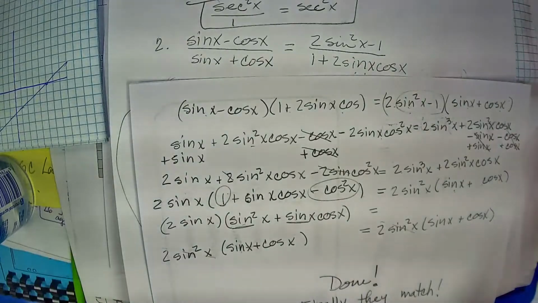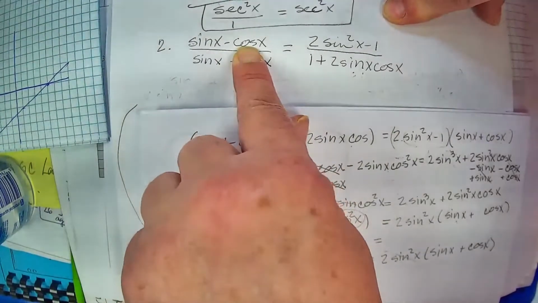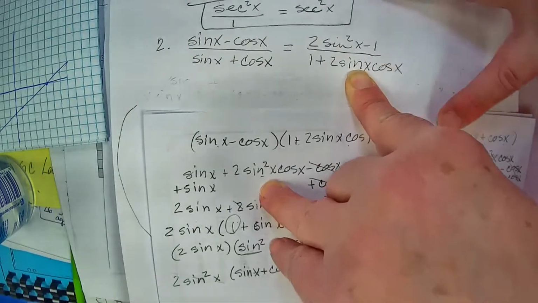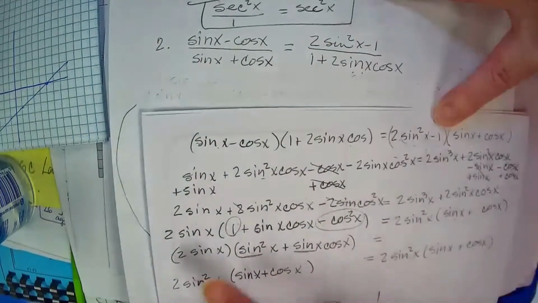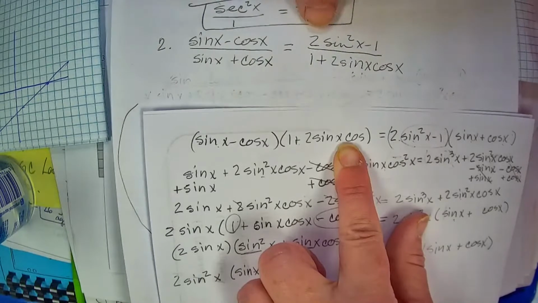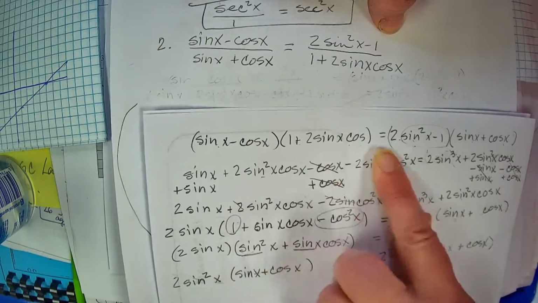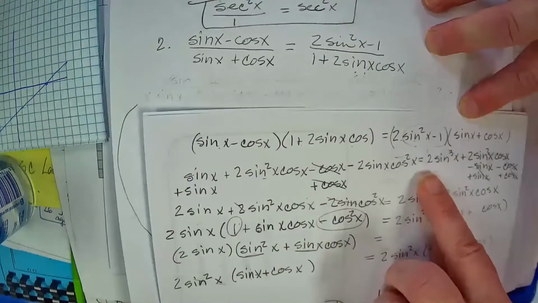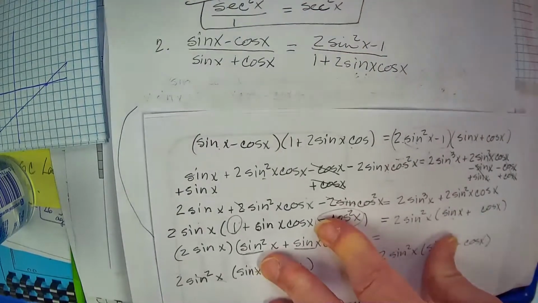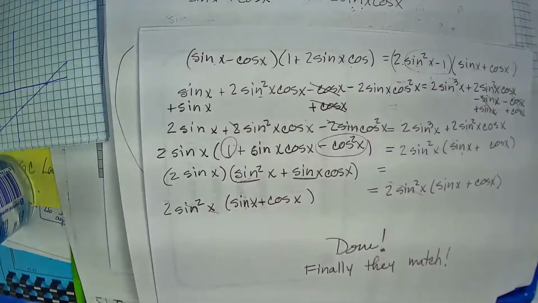All right, so I cross multiply. Sine minus cosine times 1 plus 2 cosine sine. I think I said that backwards, but that's all right. So that's where I get this first step. And then I did sine plus cosine times 2 sine squared minus 1. And then I got this right here. I've triple checked that, so that I feel good about.